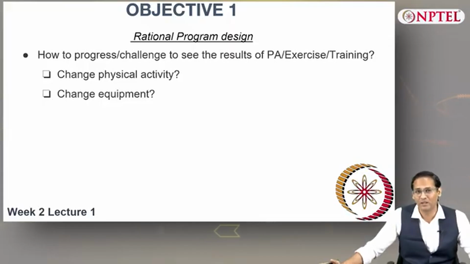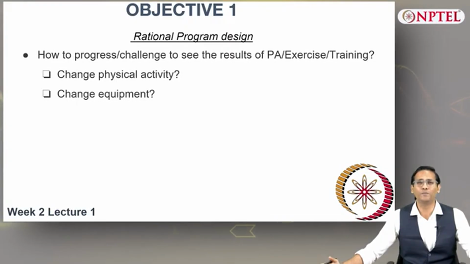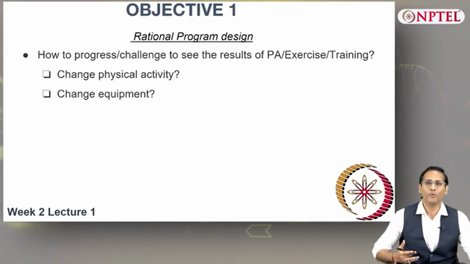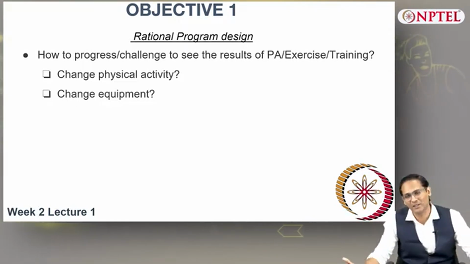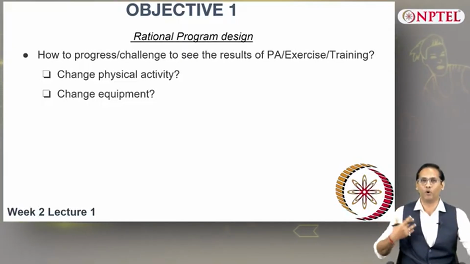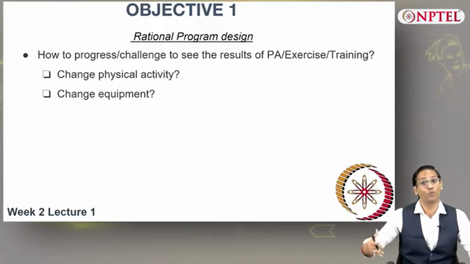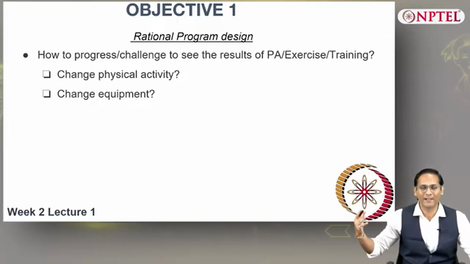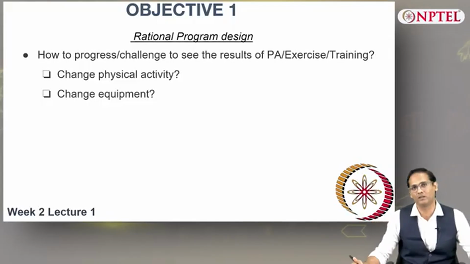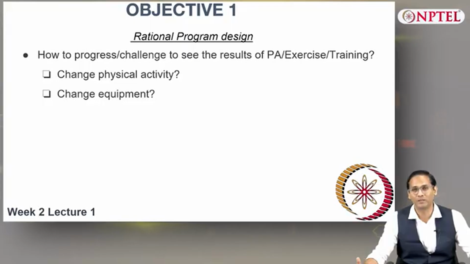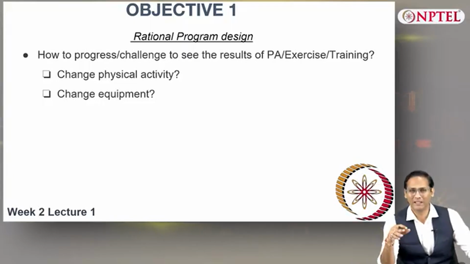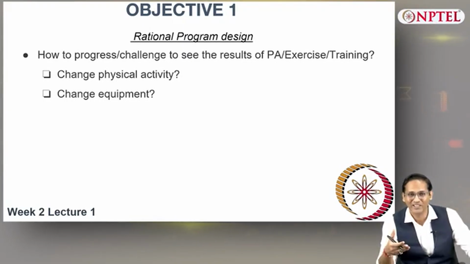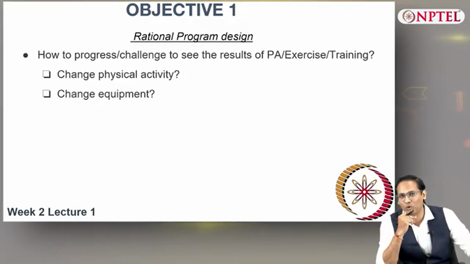Changing equipment, for example, you change body weight to barbell, you change machine exercise to dumbbell exercise, you change flat running to hill running, or you use a parachute to get resistance for sprint drills. These are examples of change in equipment. So it is a common practice to introduce progression or challenges by changing physical activity or changing equipment.